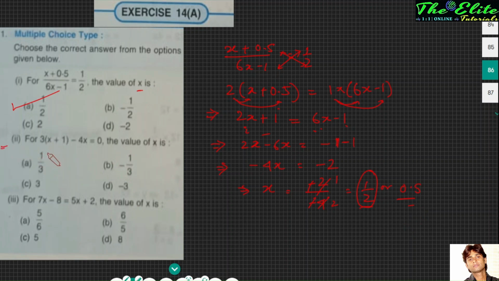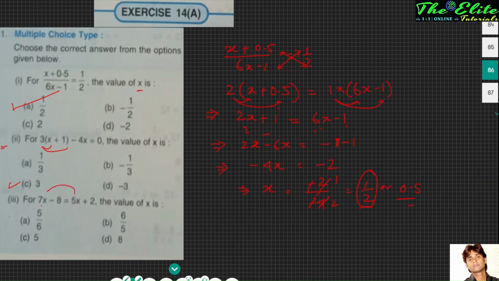Here, this is very easy. Now you will do the distribution process here. This will give 3x plus 3 minus 4x is equal to 0. 3x plus 3 is there, so minus x will be equal to -3, so x will be 3, and I think this is the correct answer. This is also very easy.